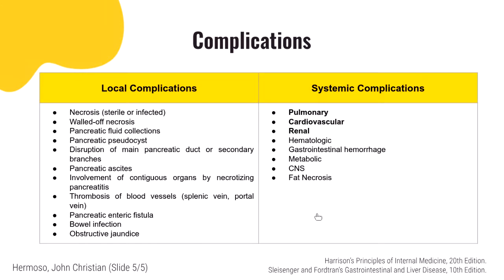So this is the slide of the complications of acute pancreatitis. It's divided into two, which is local and systemic. As you can see here in local, as I mentioned earlier, they're also listed the complications which could be seen on CT, and there's also other complications such as ascites, thrombosis of blood vessels, bowel obstruction, obstructive jaundice. And systemic complications include the three in the modified Marshall scoring system: the pulmonary, cardiovascular, and renal. Also, hematologic, GI, metabolic, CNS, and fat necrosis.